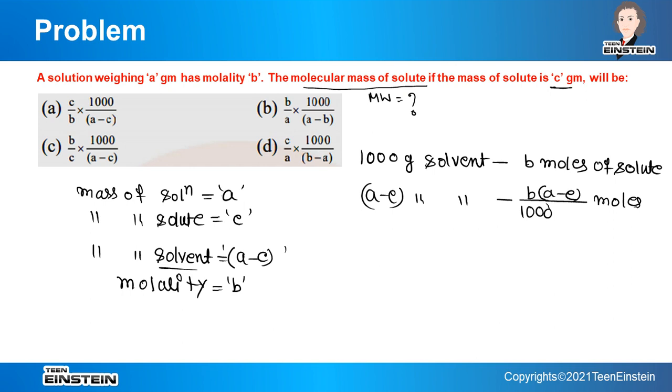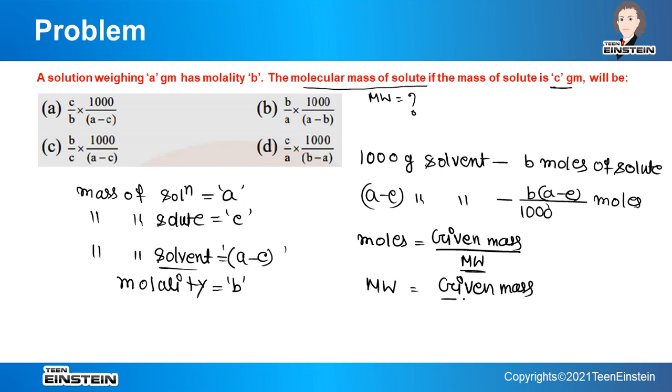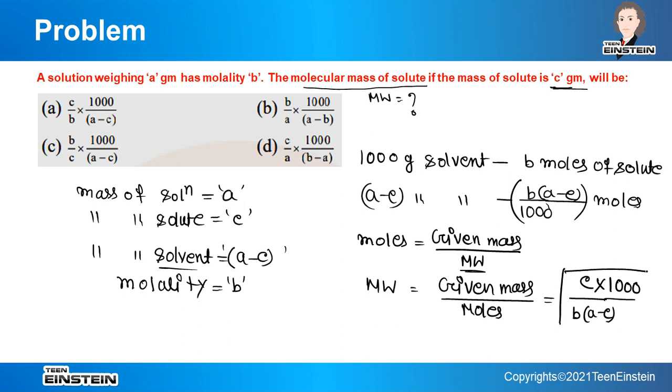Now what is the relationship between molecular weight and moles? It will be moles equal to given mass divided by molecular weight. Now in our case we know the moles, molecular weight is unknown. So now molecular weight will be given mass divided by moles. Now given mass of the solute is C gram. Okay, so we will write here C, and the number of moles we have calculated is B into A minus C divided by 1000, but 1000 we will write here. So what expression are we getting? C 1000 divided by B into A minus C. It is matching with first option. Okay.